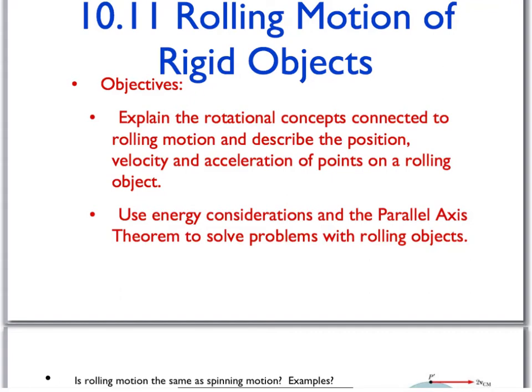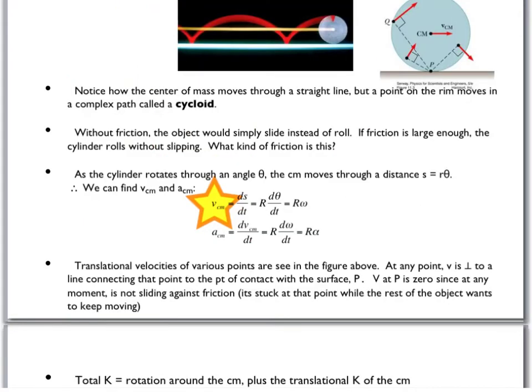In section 10.11, we're looking at rolling motion of rigid objects. We want to be able to explain the rotational concepts connected to rolling motion and describe the position, velocity, and acceleration of points on a rolling object. We're also going to use energy considerations along with the parallel axis theorem to solve some problems involving rolling.